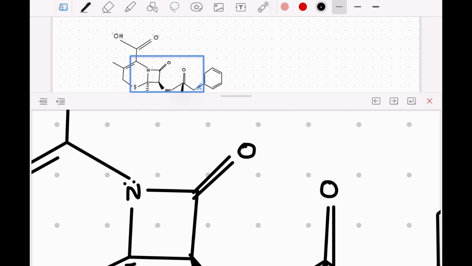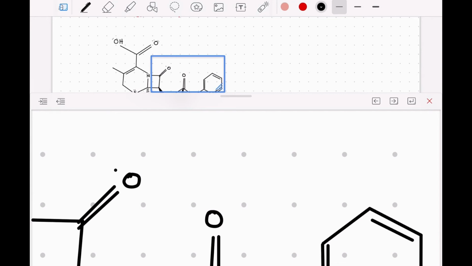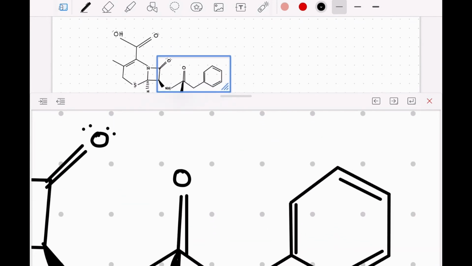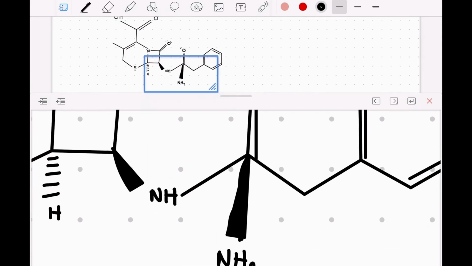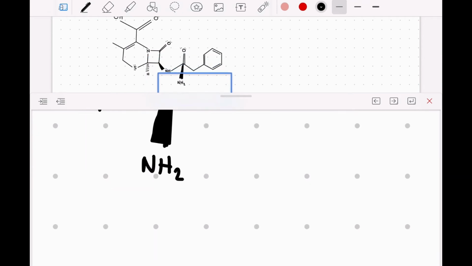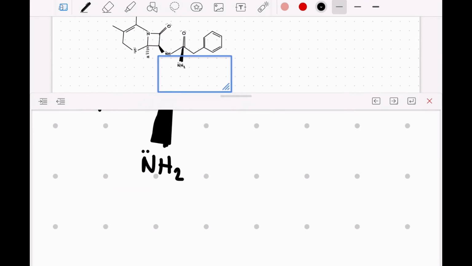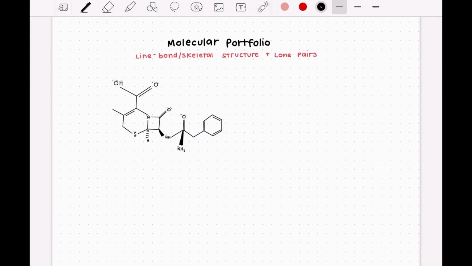Next, I'll be going over to the oxygen and adding in 2 lone pairs because it only has 2 bonds, and same for this other oxygen here, I'm adding in 2 lone pairs. After that, I'm going to be adding a single pair to the NH since it only has 3 bonds, as well as the NH2 because this only has 3 bonds as well. And that's the finished line bond skeletal structure and its lone pairs for my molecule.